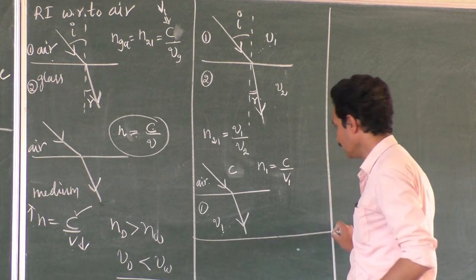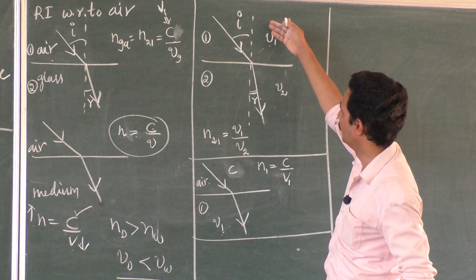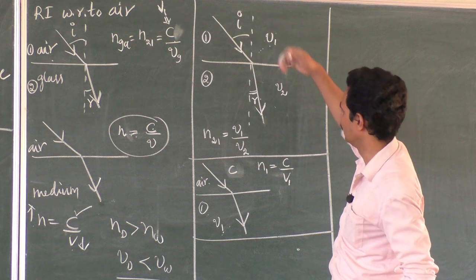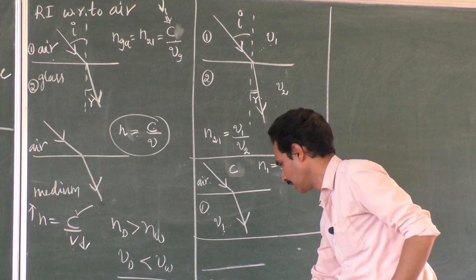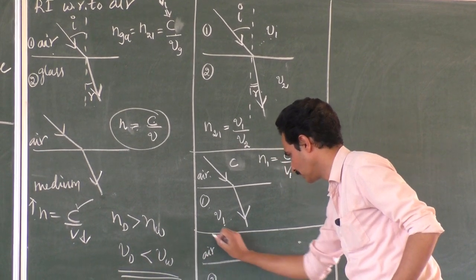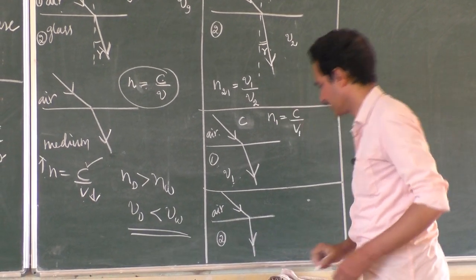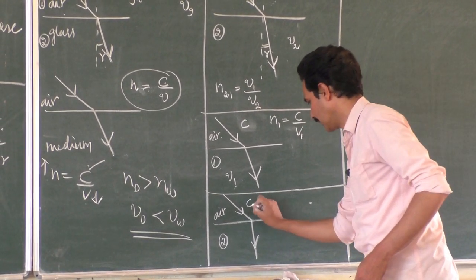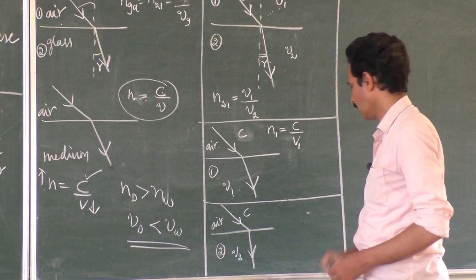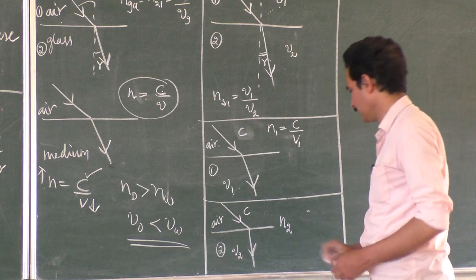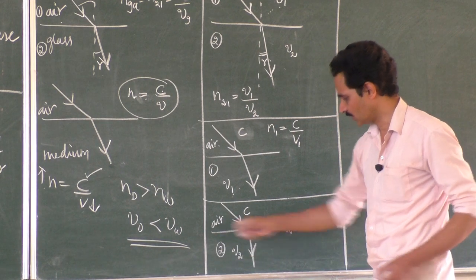Okay, now medium 2 is waiting there. It also requests, sir, give me a chance to make company with the air. Okay, take the second medium and make it friends with the air. Let a ray of light travel from air to the second medium. Let the velocity of light in air be C. Velocity of light in the second medium is V2. So how do you define the refractive index of the second medium with respect to air?